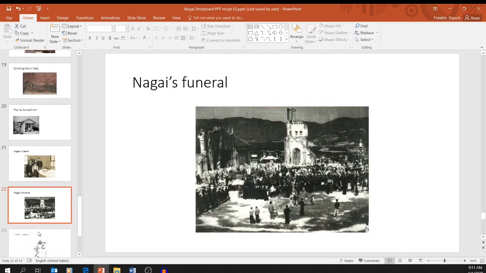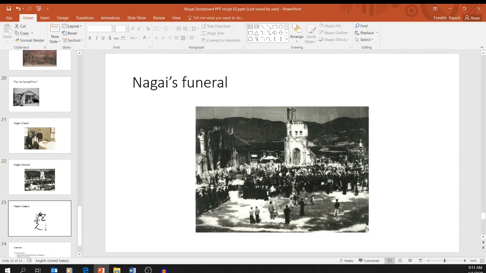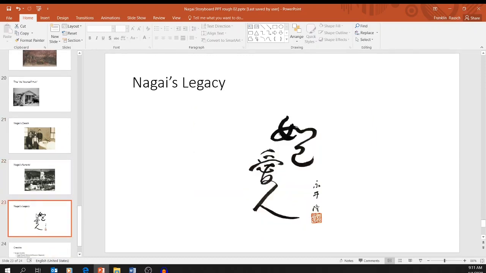I then talked about Nagai's funeral, and then I ended by talking about Nagai's legacy. So this is something we really want to emphasize very closely here.